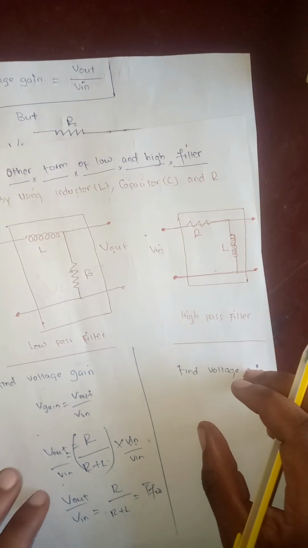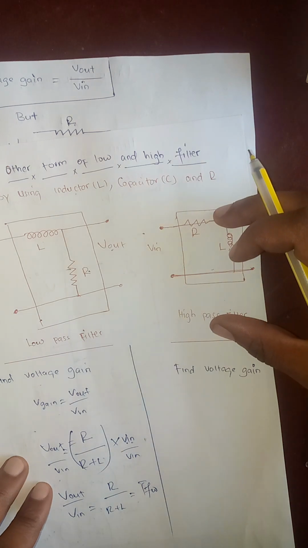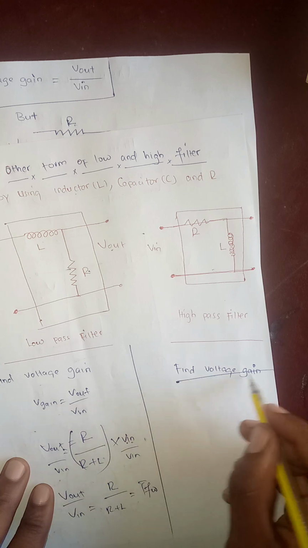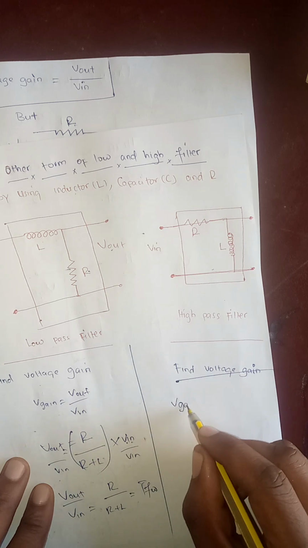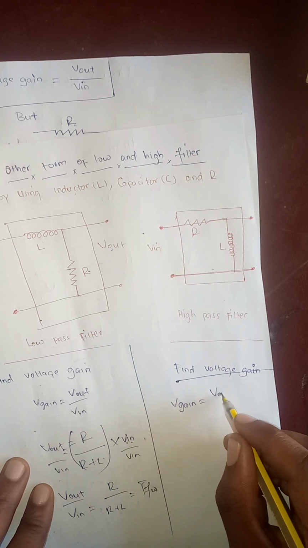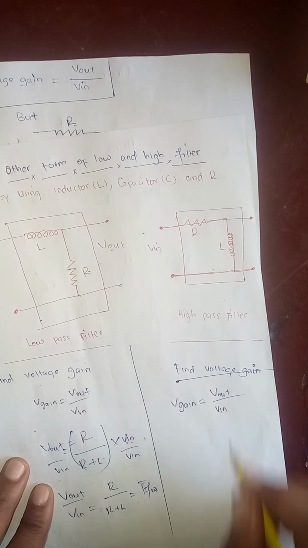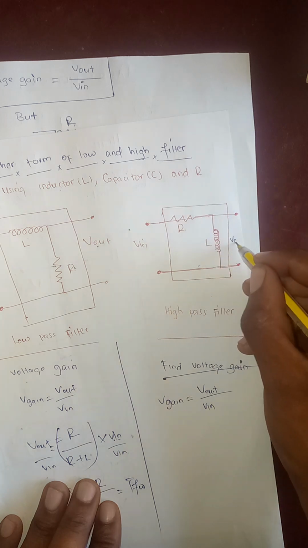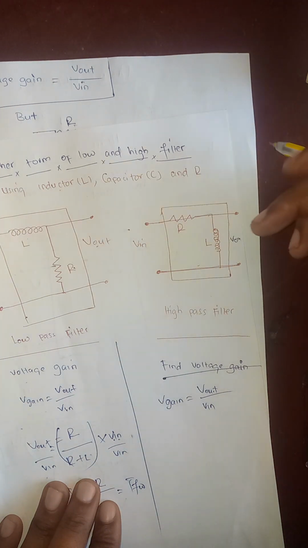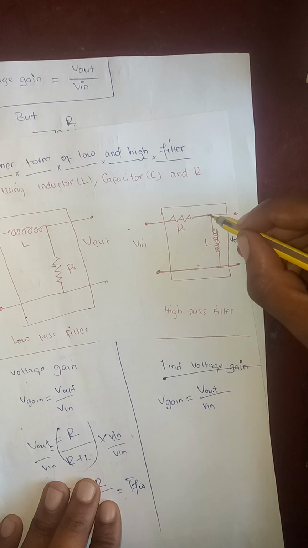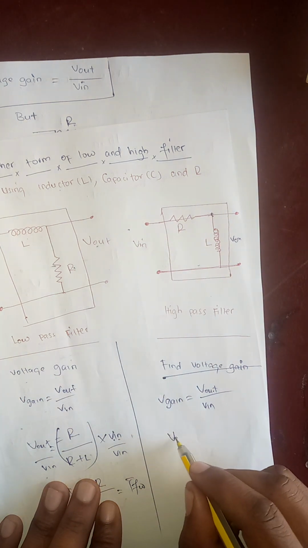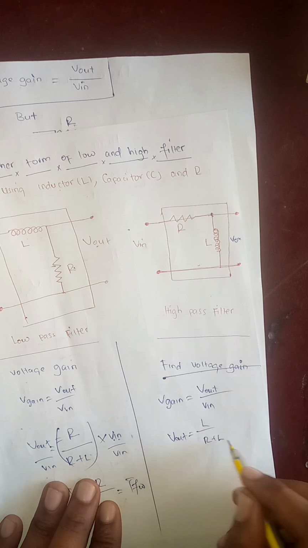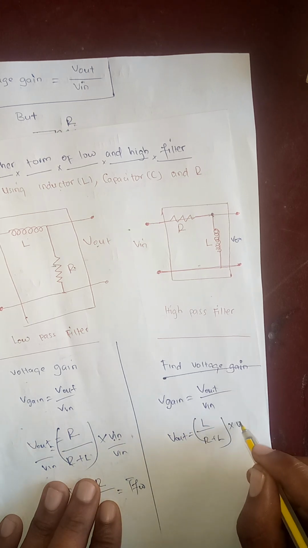For the case of high pass filters, you can see here, to find voltage gain it will be Vout over Vin. We know what the voltage output is here. You can obtain it by using the potential divider, because here there is a junction. So voltage output is equal to L over R plus L, times Vin.